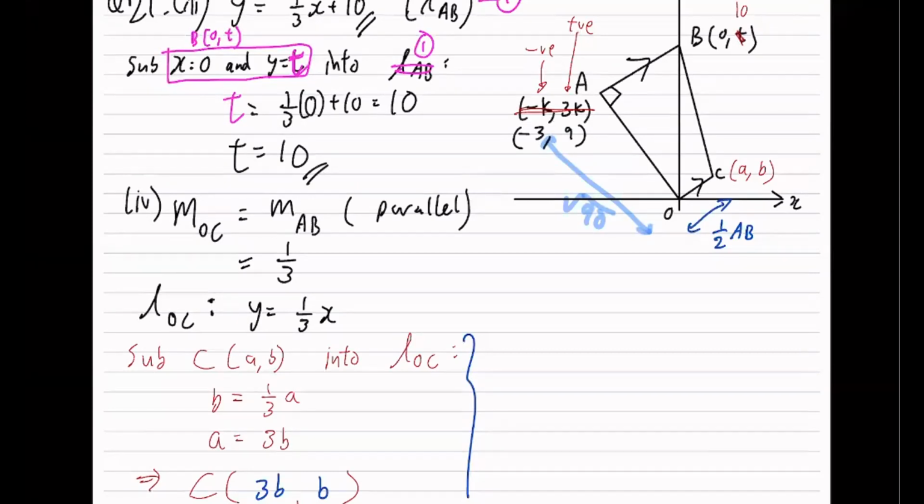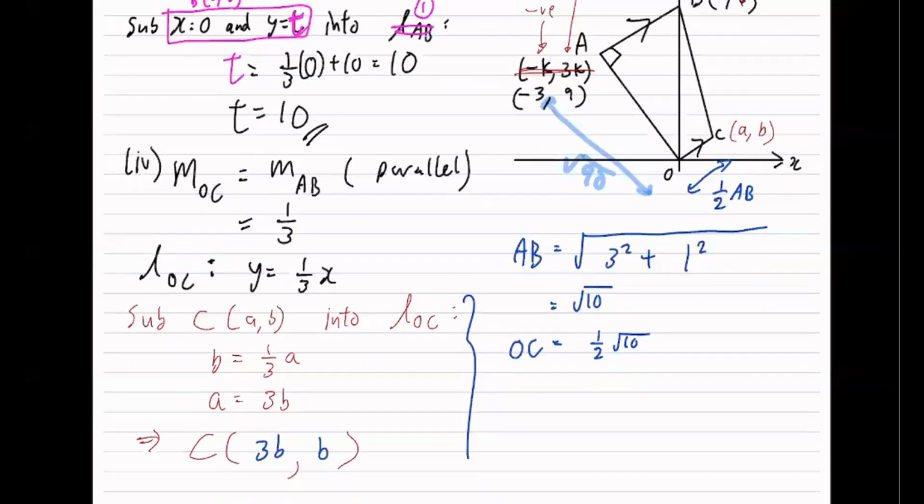So what's the length of AB first? Find length AB, which is square root of 3 squared plus 1 squared. Then 3 squared is 9, 9 plus 1 is 10. So the length is square root 10. So that means OC is actually half root 10.